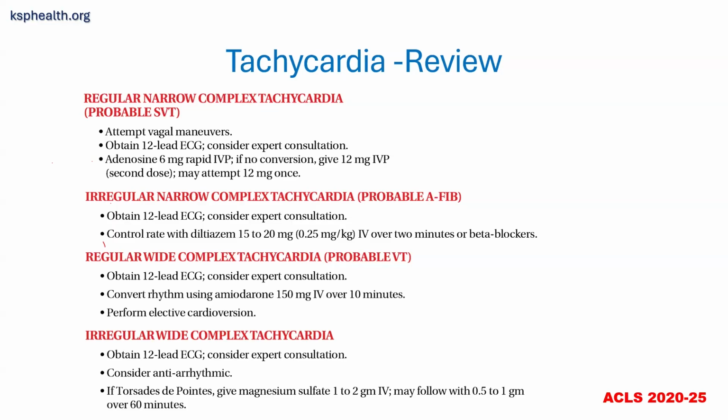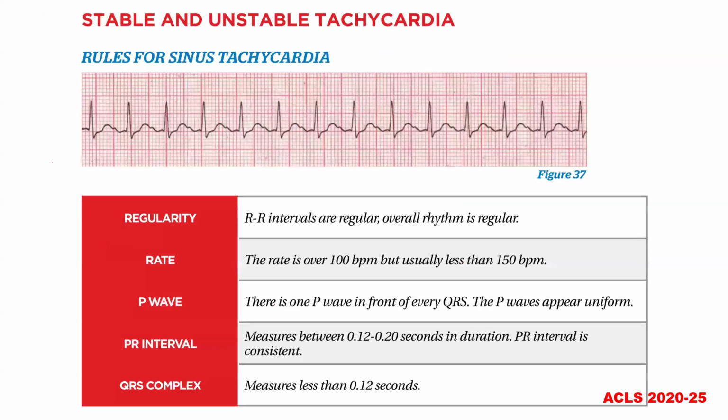Irregular wide complex tachycardia: obtain a 12-lead EKG, consider expert consultation. Consider an antiarrhythmic. If there is torsades, give magnesium sulfate 1 to 2 grams IV push, followed by 0.5 to 1 gram over 60 minutes. See, these cardiac rhythms need to be identified promptly and acted on immediately.